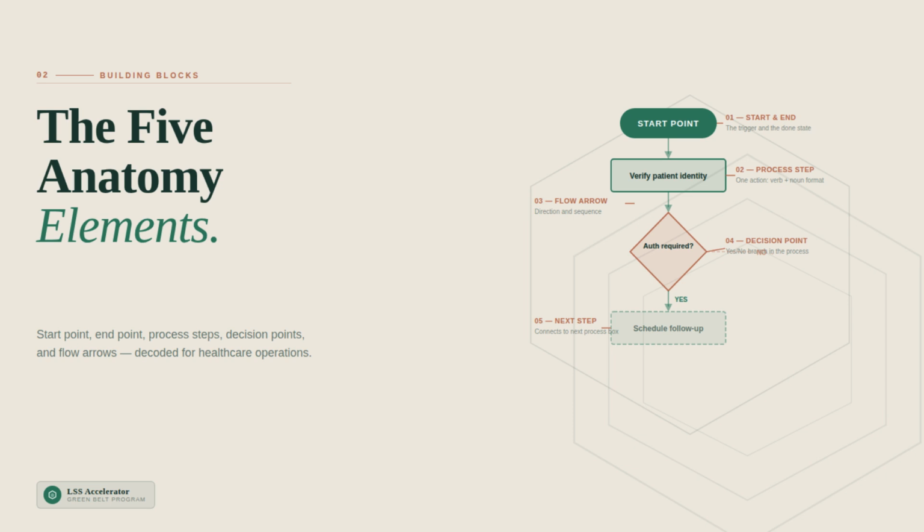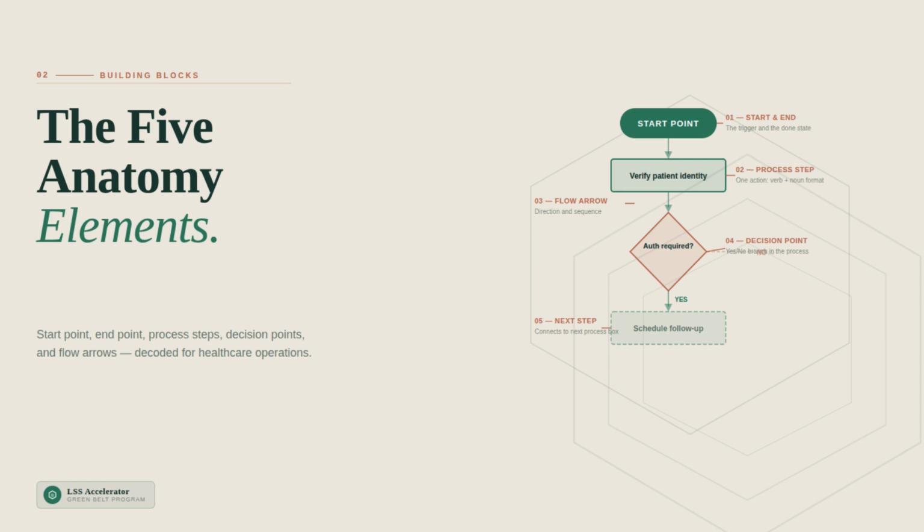Third, process steps. These are the boxes in your flowchart. Each box should represent one discrete action, written as a verb plus a noun. Verify insurance. Collect vitals. Document medication reconciliation. Keep each box to one action. If you find yourself writing "and" in a process step, split it into 2 boxes.